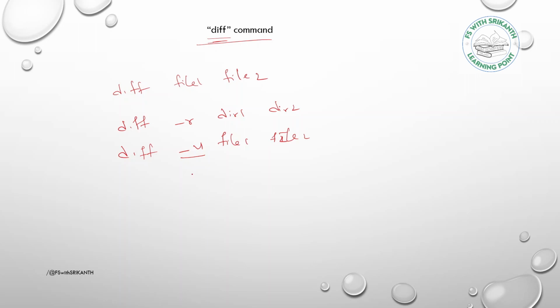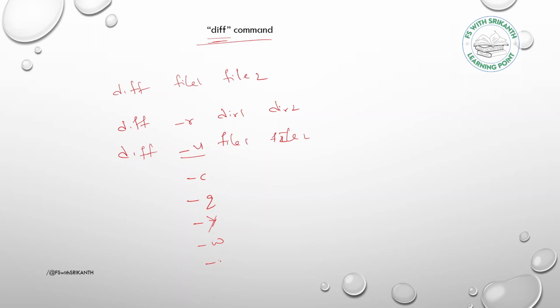If you go with -c, the context format difference is shown. With -q, it reports whether two files are identical or different. With -y, it displays the difference between two files side by side. And -w ignores white space changes while comparing two files.